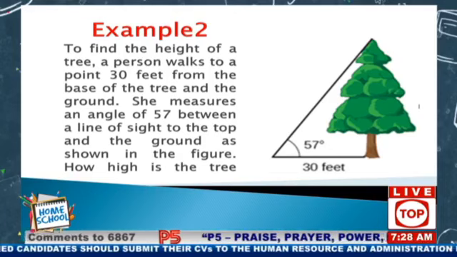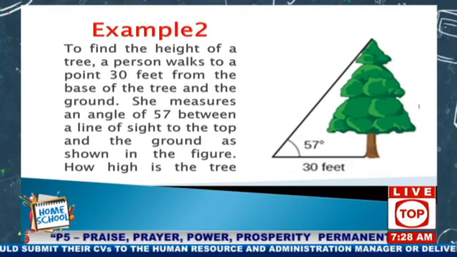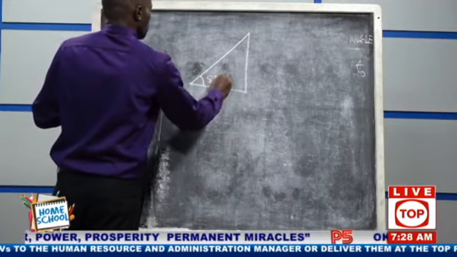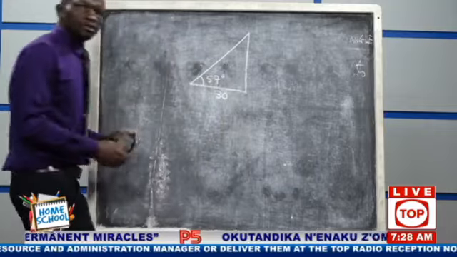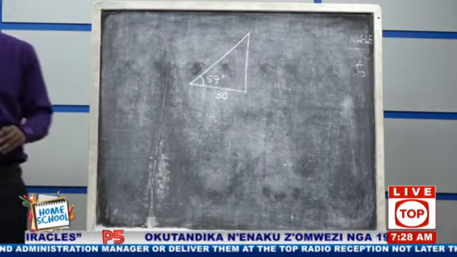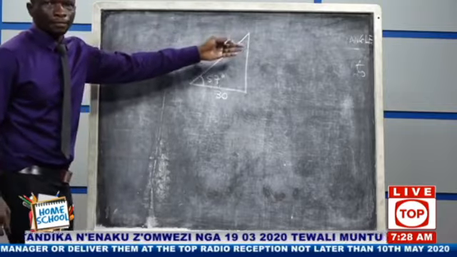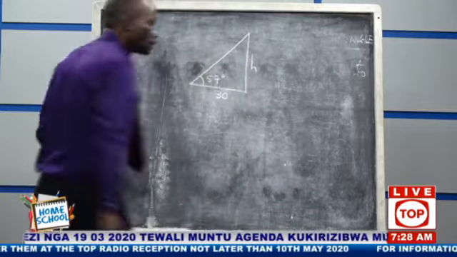When I say model, it's like to represent a tree with a straight line. So look at what I'm having here on the blackboard. This is 57 degrees and this is 30. I've modeled my tree as just a mere line. You see? So how high is the tree?